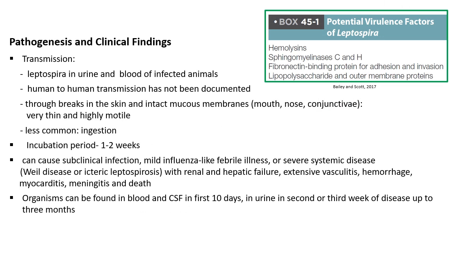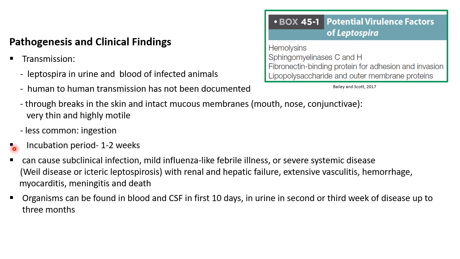Leptospira can be found in urine and blood of infected animals. Human-to-human transmission has not been documented because the organism is very thin and highly motile. Like the Treponema that we have discussed, it can enter through breaks in the skin and intact mucous membranes, such as those found in the mouth, in the nose, and also the conjunctiva. Less commonly, it may be transmitted via ingestion, and the incubation period may be from 1 to 2 weeks.